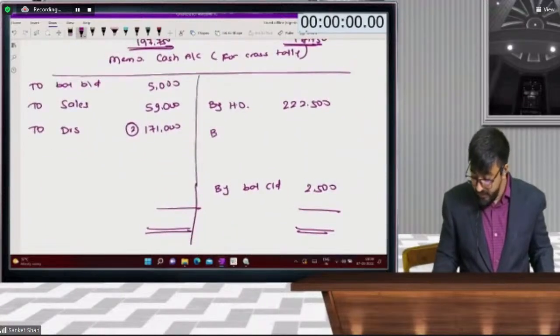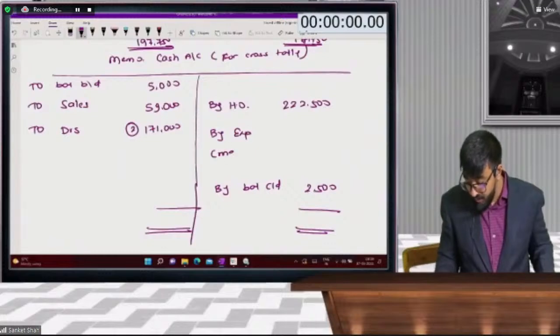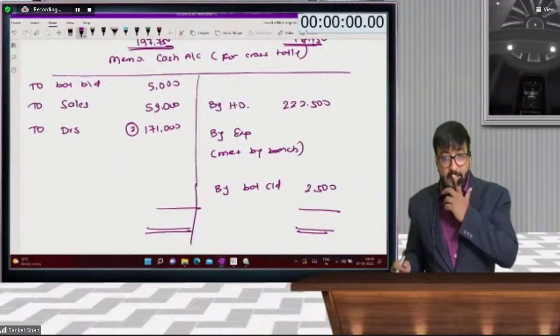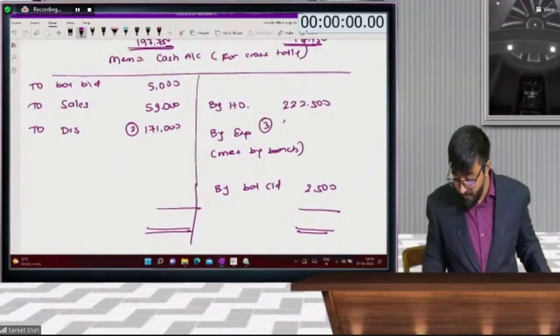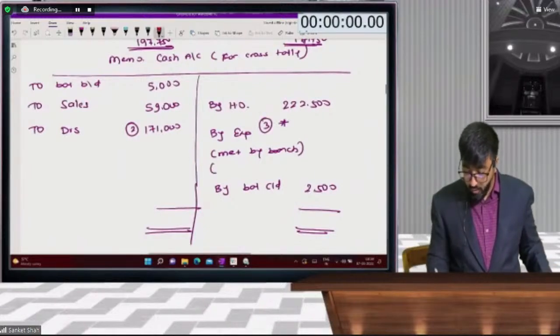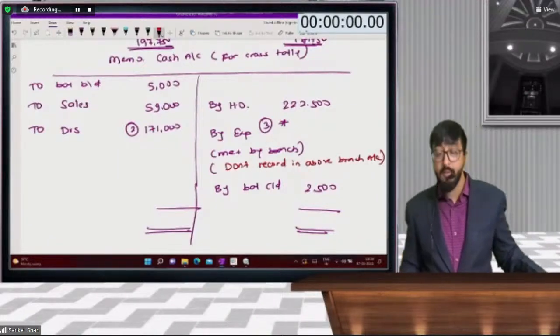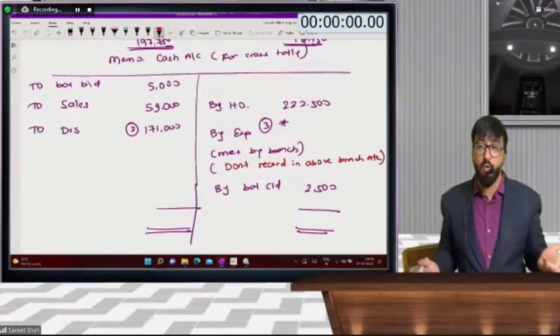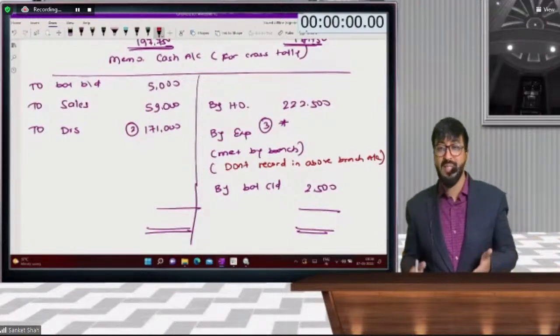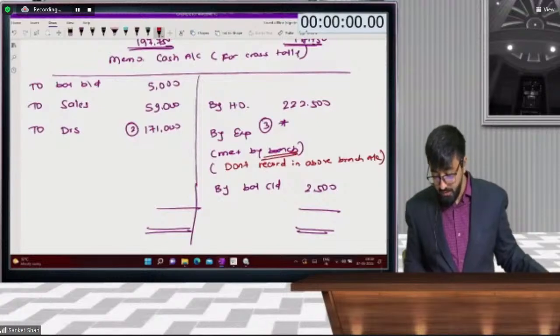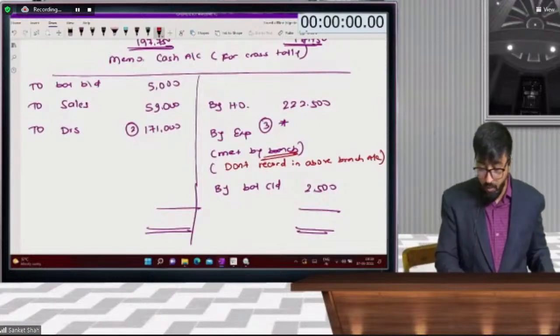And see, these expenses are made by the branch, partly expenses. So in the debtors method, we are not concerned with these expenses. So this is a balancing figure. Number 3, don't record it in the above branch account, because we are thinking from the angle of HO. HO is not concerned about what expenses you are incurring. These expenses are incurred by the branch, so HO is least bothered about all these expenses.